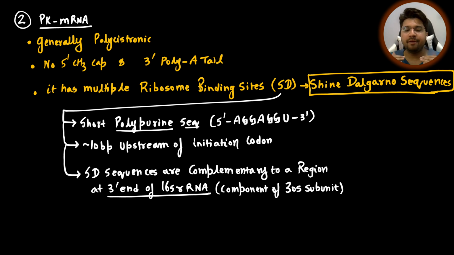The SD sequences, as I mentioned, act as ribosome binding sites. So they will have complementarity towards the 3' end of 16S rRNA, which is a component of the small subunit in the prokaryotic system. Prokaryotic ribosomes have two subunits, the large 50S and the small 30S. The small 30S is the actual component which binds to the Shine-Dalgarno sequences, because there is complementarity between the Shine-Dalgarno sequence and the 16S rRNA component of the 30S subunit. We will have many detailed figures and explanations of all these things at a later point.